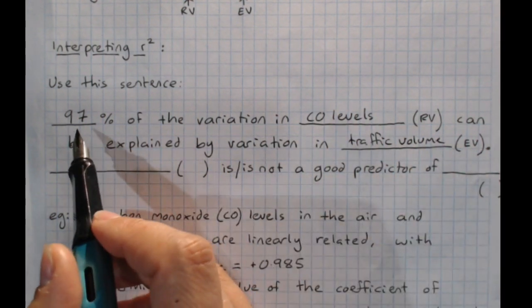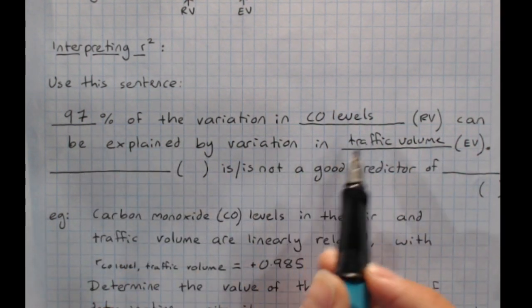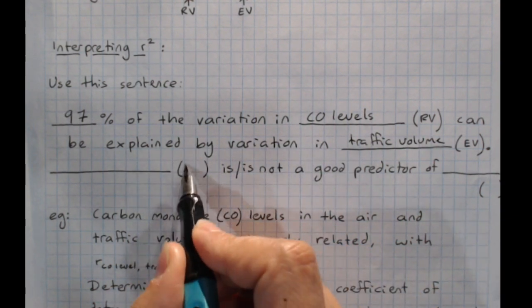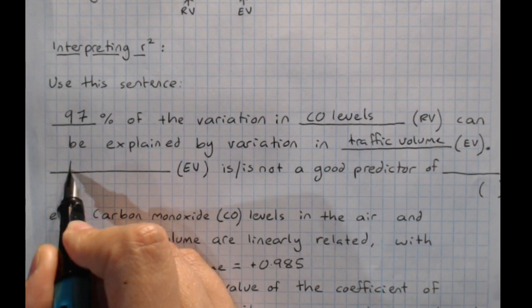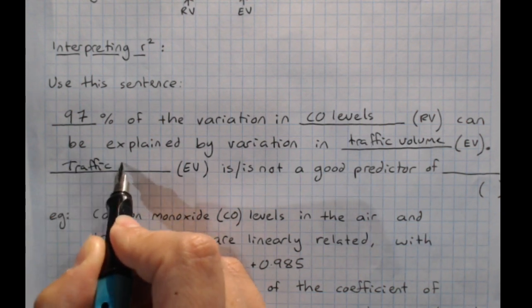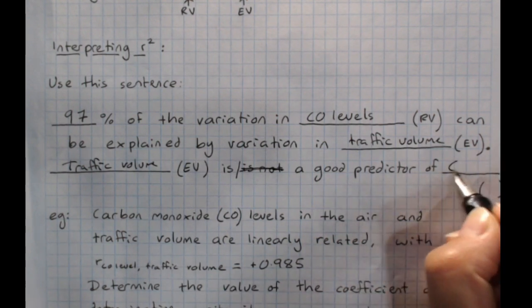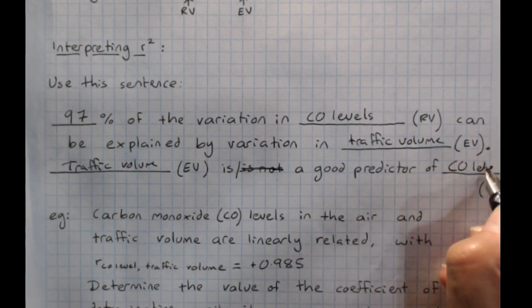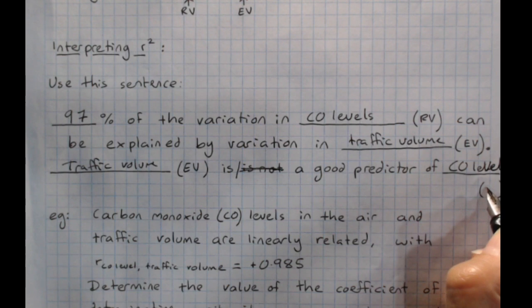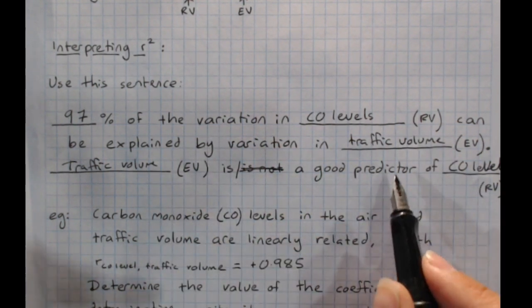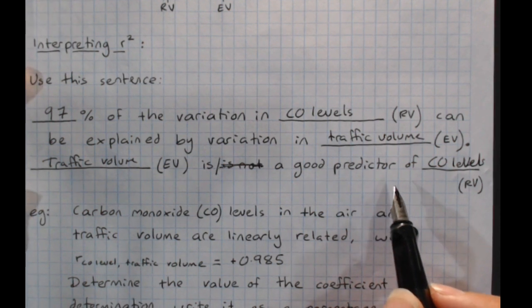And because that's a very high percentage explaining carbon monoxide levels, we can say that our explanatory variable, traffic volume, is a good predictor of carbon monoxide levels. We wouldn't put these little brackets of RV and EV. I've just put them there to help you write that sentence.